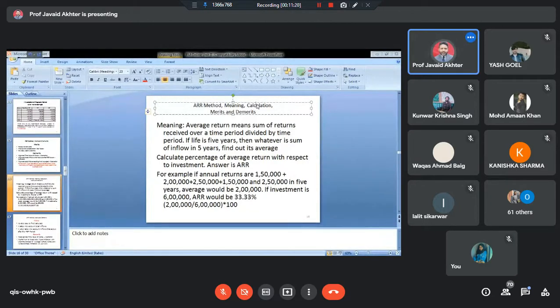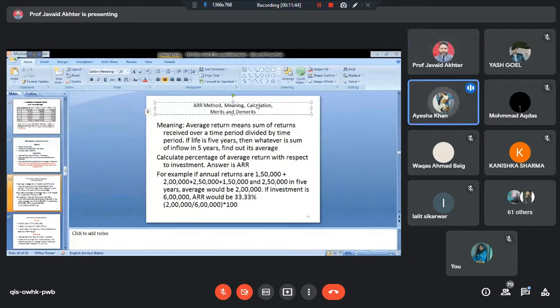Next, we have its advantages and disadvantages. So what advantages do you think should be there in this method? Yes, come on. It is simple, okay. Then it takes into consideration all the years. It takes into consideration all the inflows. Good. Then, another advantage.